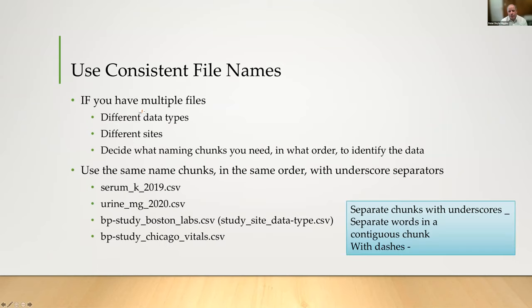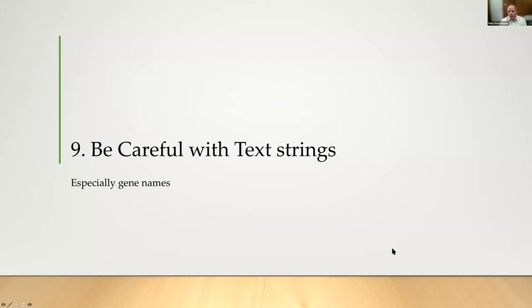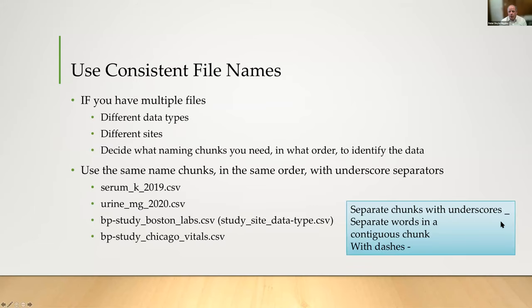It's important to use consistent file names. If you have multiple files of different data types, different sites, decide what the key naming chunks you need are in what order to identify the data, and use the same name chunks in the same order with underscore separators. So if your pattern is study, site, data type, and CSV, then: blood-pressure study, data from Boston, the labs data; blood-pressure study, data from Chicago, the vitals data. So you have a sense from looking at the chunks of what's in it, where it's from, and which study. And generally, you're going to separate the chunks with underscores, separate words in a contiguous chunk like BP study with dashes, just a standard format.